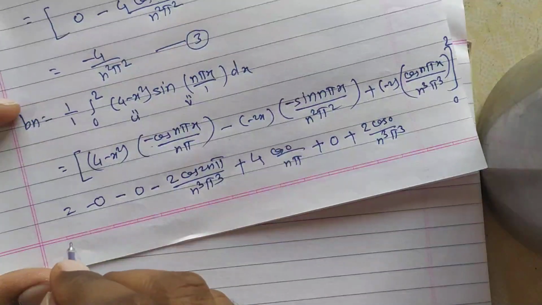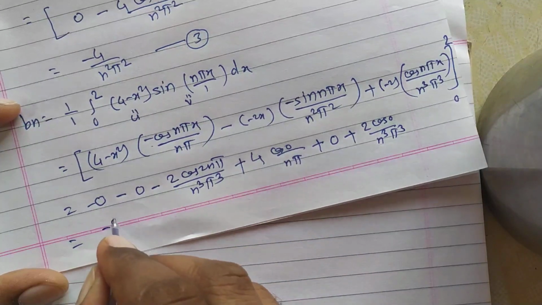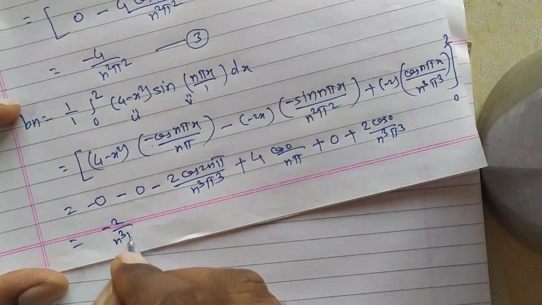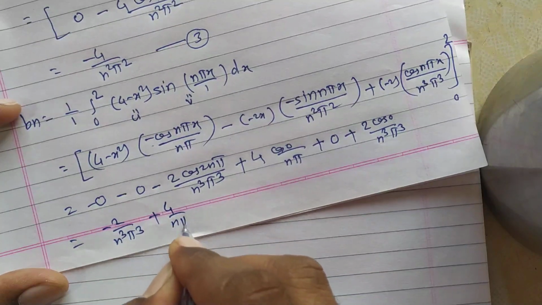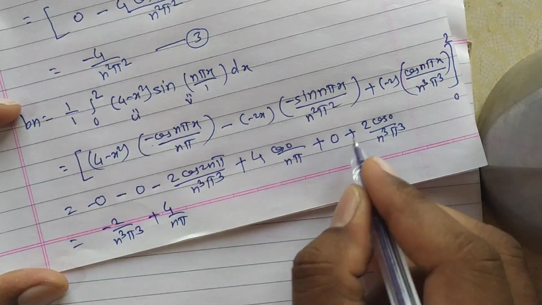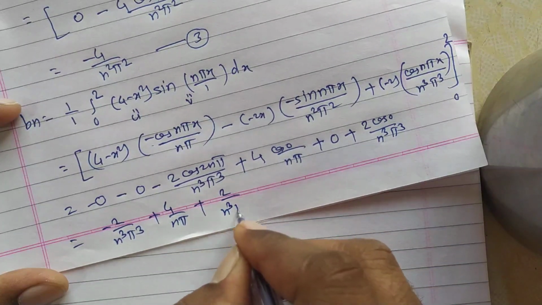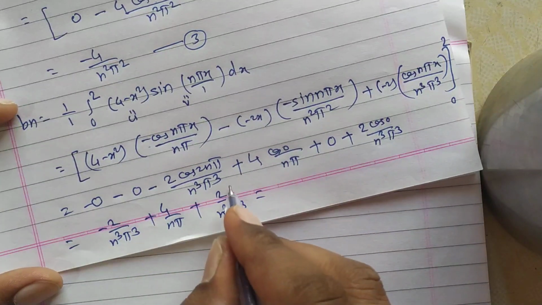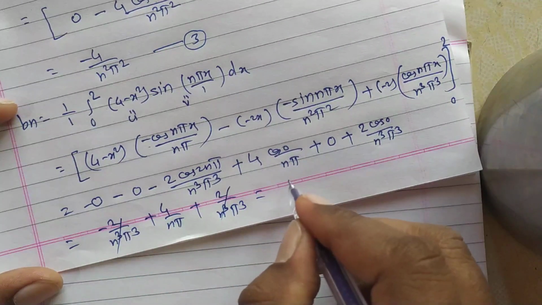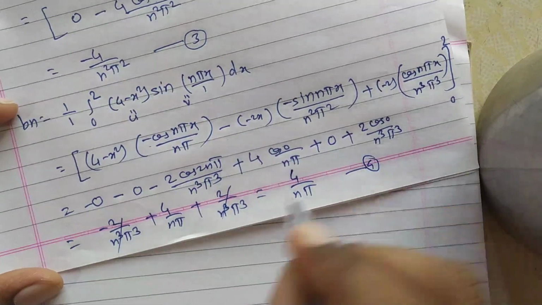So after simplification, we know that cos 2n pi is 1, so this is minus 2 upon n cube pi cube, plus 4 upon n pi, since cos 0 is 1, and plus 2 upon n cube pi cube. So 2 upon n cube pi cube gets cancelled, so bn is equal to 4 upon n pi. This is equation 4.